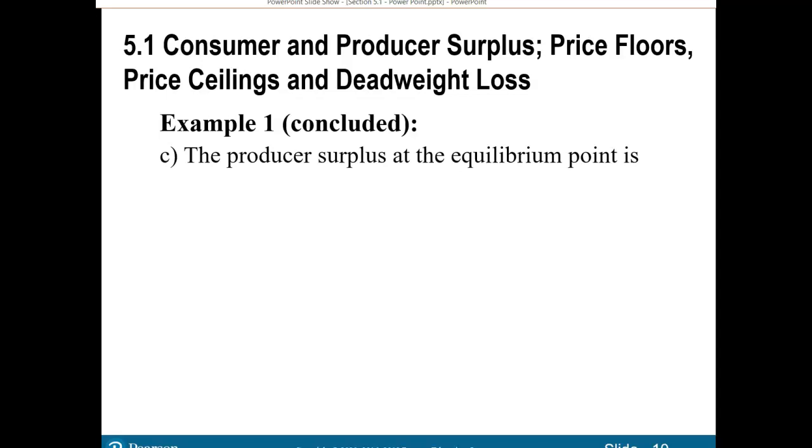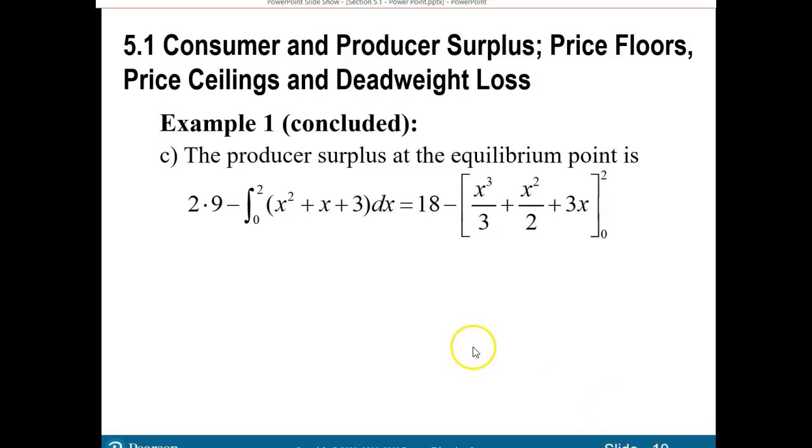All right, part C, producer surplus at the equilibrium point. All right, so this is where we start with our product of that ordered pair from the equilibrium point, x was 2 and y was 9, so 2 times 9 comes first here, and we subtract the integral from 0 up to that x value 2 of my supply function. So we get 18 again for the 2 times 9.